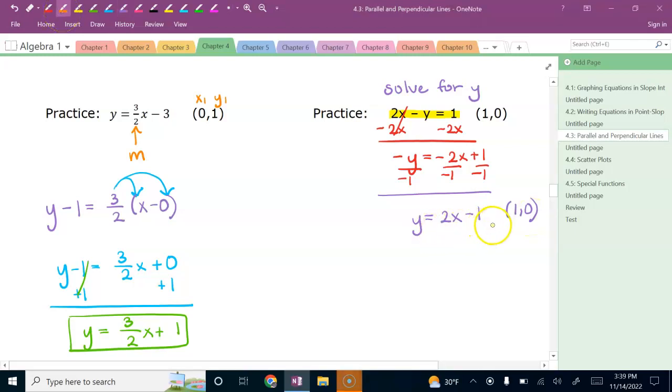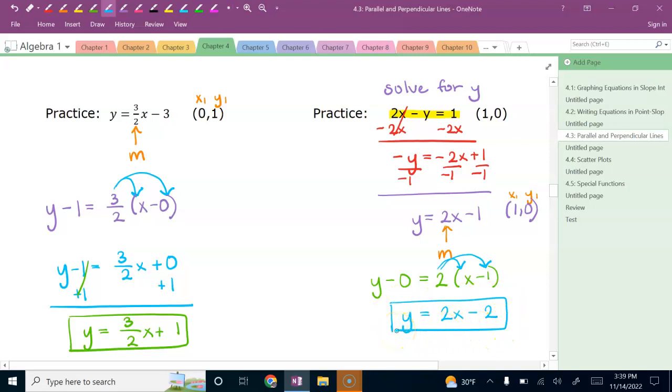So now that we've got our equation rewritten so that it says y equals 2x minus 1, and I'm still trying to write a new equation that's parallel, I want to pull my slope from this line, which is going to be 2, and then this would be your point x1, y1. So I'm going to start by using point slope again, so it's going to be y minus 0 equals 2 times x minus 1. Then I can distribute the 2. And over here on the left, it says y minus 0, so that's just going to be y equals 2x minus 2 when I distribute, and that would be my equation right there.